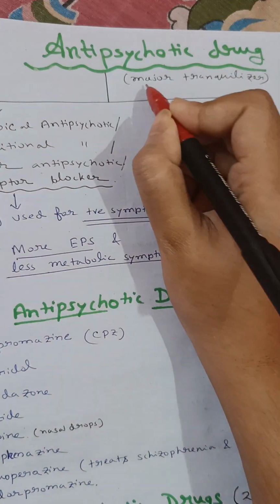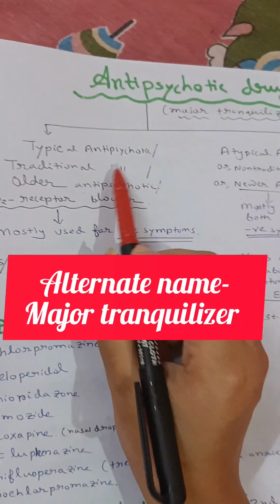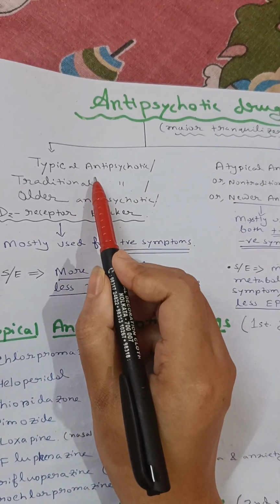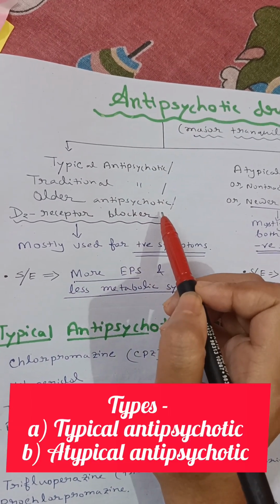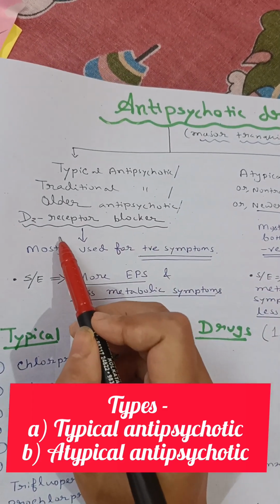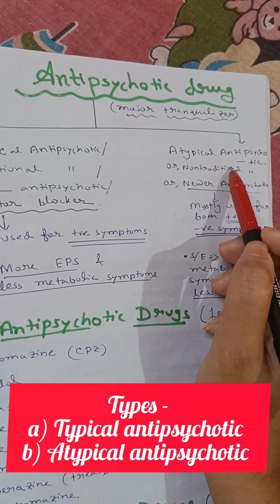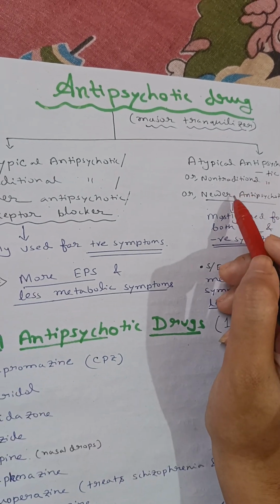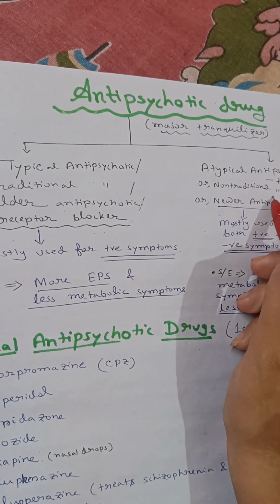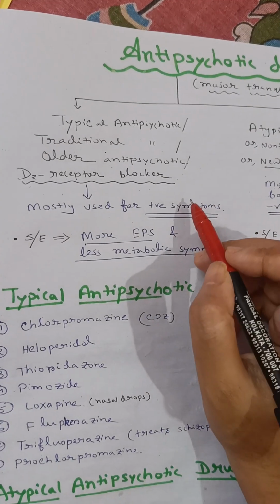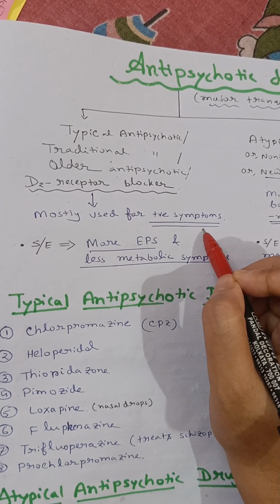Antipsychotic drugs are also known as the major tranquilizers, and they are divided into two categories. First is the typical antipsychotic, also known as the traditional or older antipsychotic drugs, and also the dopamine receptor blockers. The next category is the atypical antipsychotic drugs, also known as the newer or non-traditional antipsychotic drugs.